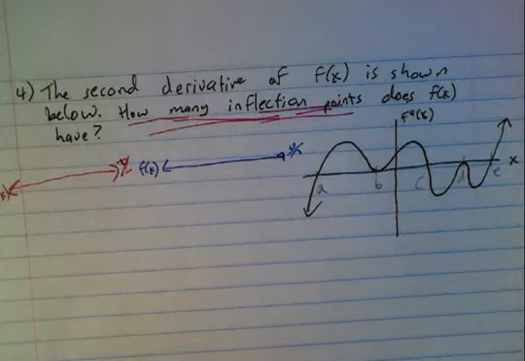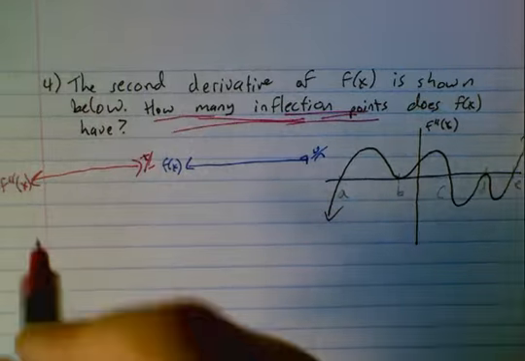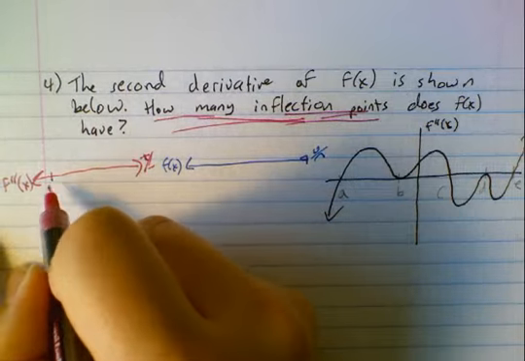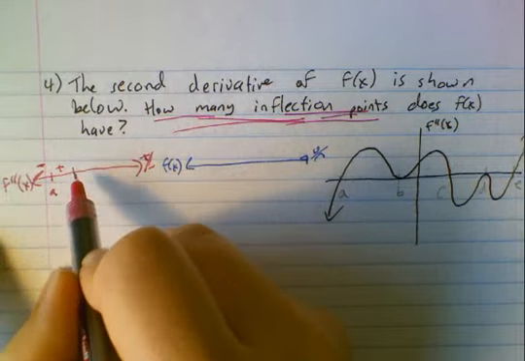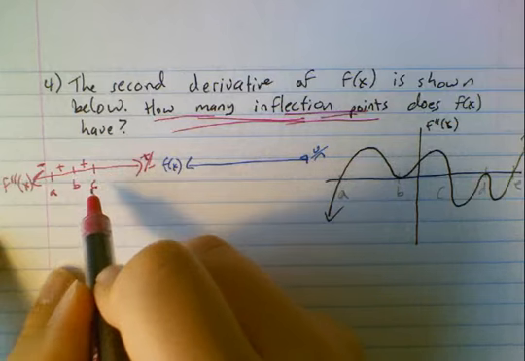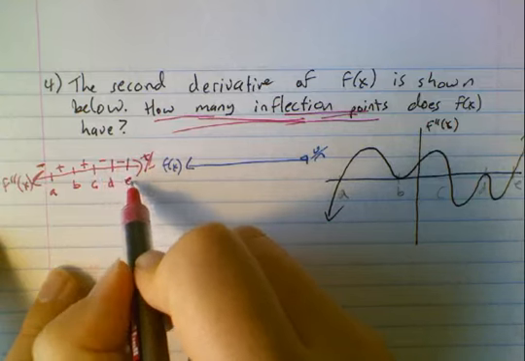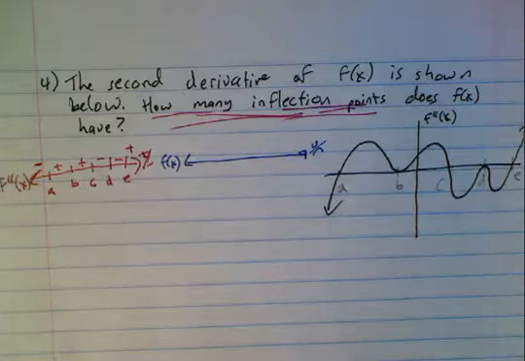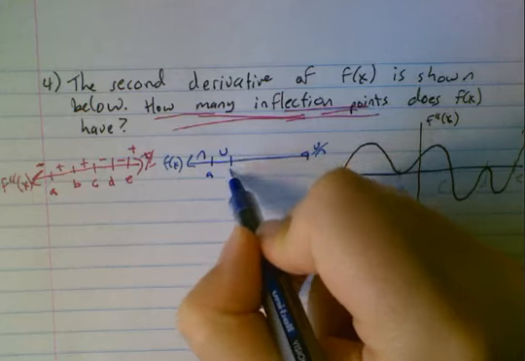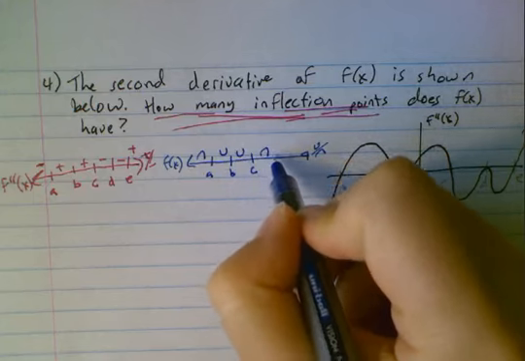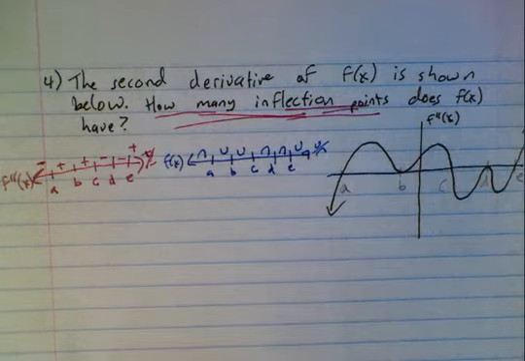So I know that I'm only really interested in these zeros, the places where the curve crosses the axis. So I know that up to A, f double prime of x is negative, then it's positive to B, then it's positive again until C, then it's negative until D, then it's negative again until E, and then positive after that. So when I translate this, concave down, concave up, concave up, concave down, concave down, concave up.